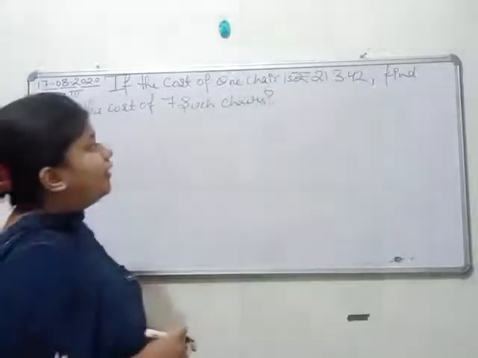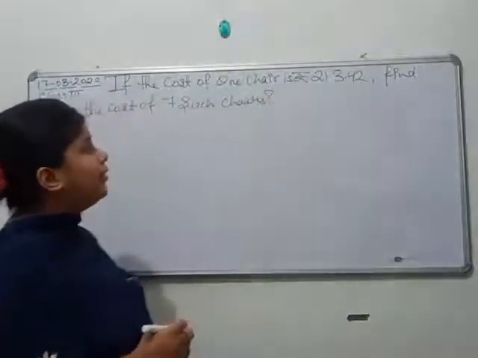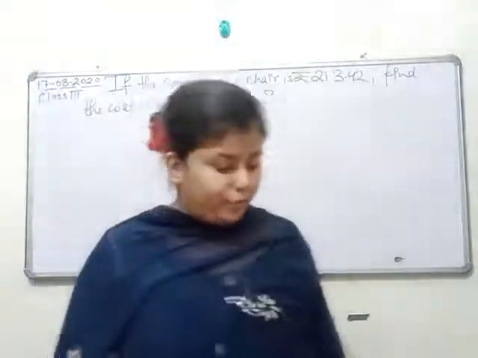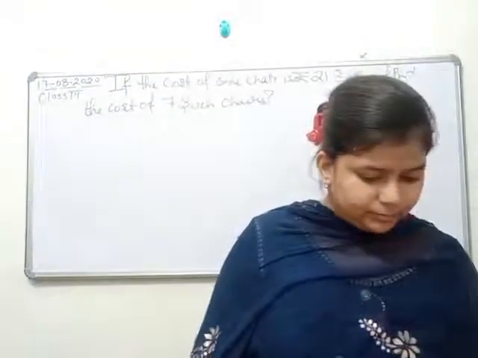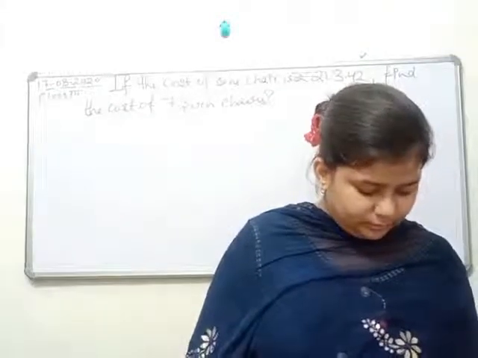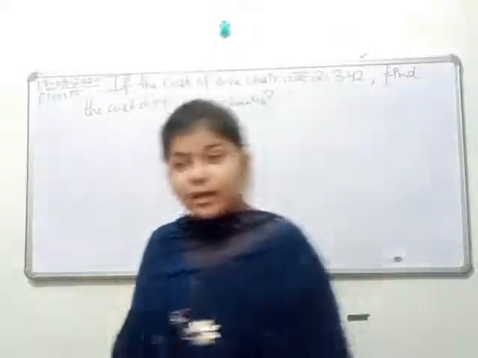If the cost of 1 chair is rupees 213.42, find the cost of 7 such chairs. So what you have to do? You have to find the cost of 7 such chairs. Come on, do this.